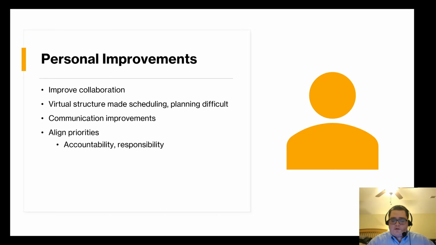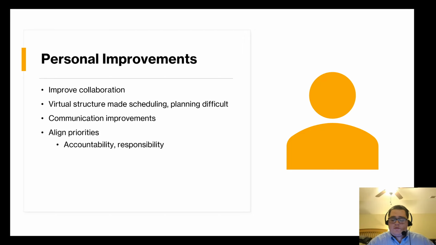Also, the virtual structure made scheduling and planning difficult. So finding a way for me to cope with the constantly changing schedule is necessary, especially if virtual is going to be a part of our lives for an extended period of time. Being able to cope with a constantly changing schedule and learn how to work around it is going to be important in the workforce and in personal life.